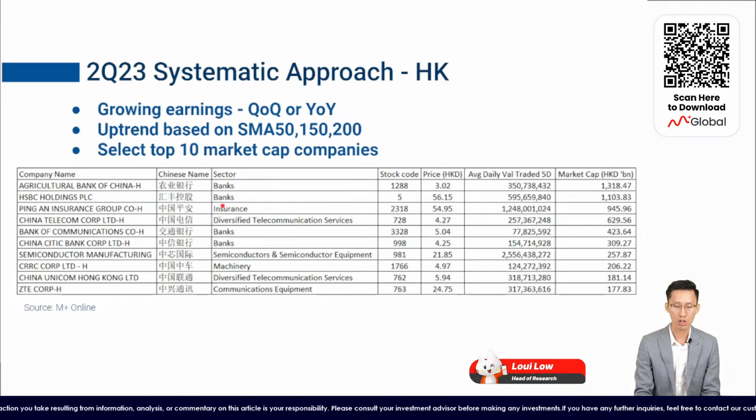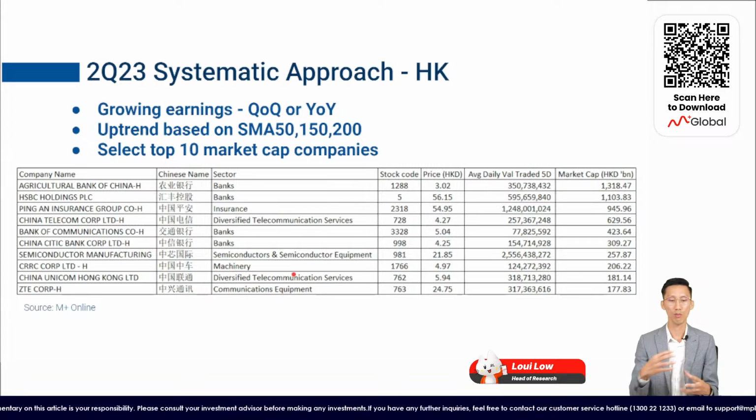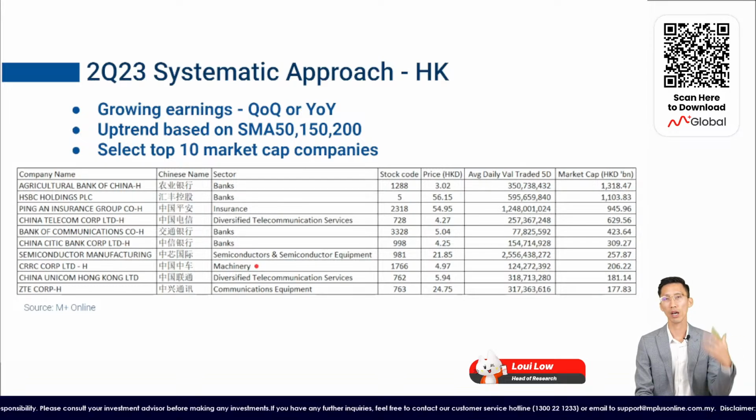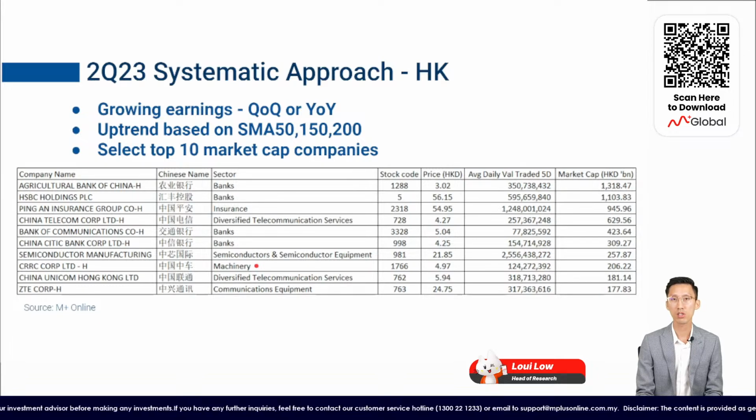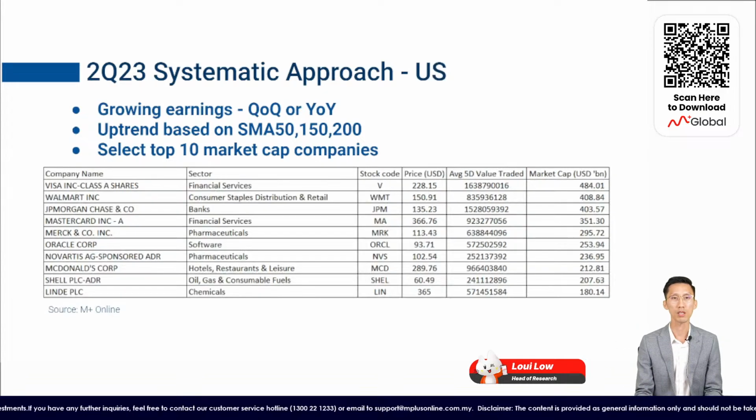You have banks, you have insurance, you have telco, you have some technology stocks, you have some machinery related, you have some telco as well. So I think telco, banks, insurance, those are very safe names, and they are in the uptrend zone. They are having growth in terms of their earnings. So I think it is somewhat well protected in a way. Their fundamentals, they are also having some momentum in it.